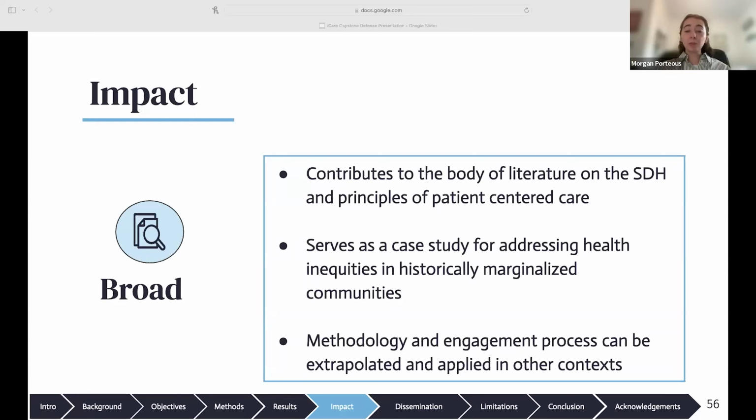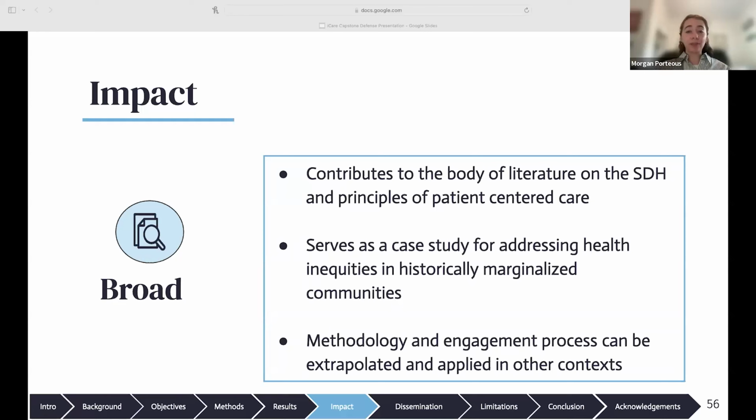Within this broader context, our work offers a unique contribution to the literature by serving as a case study for addressing health inequities in historically marginalized communities. It does so by tying together the perspectives of both residents and providers through a community-engaged approach. While there are other case studies and needs assessments that have done similar work, they don't necessarily encompass the diversity and perspectives that have been represented here.